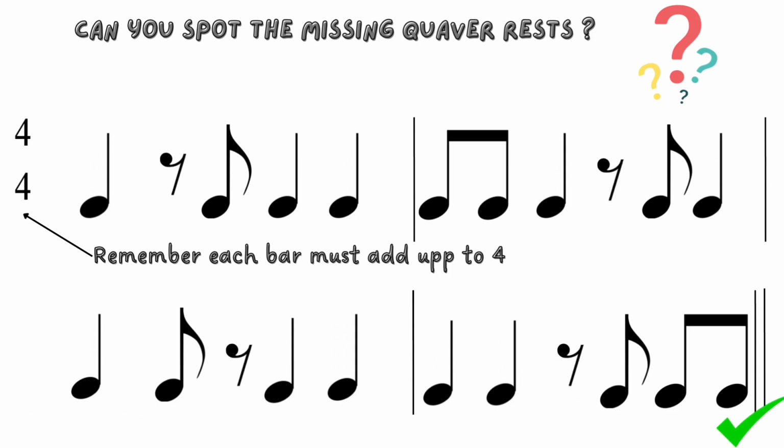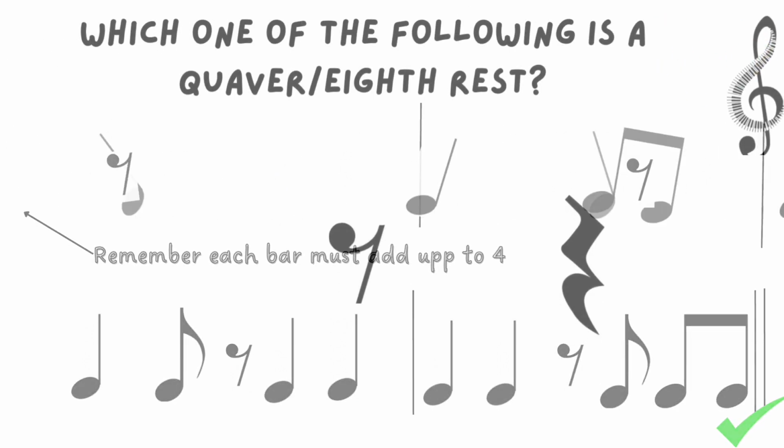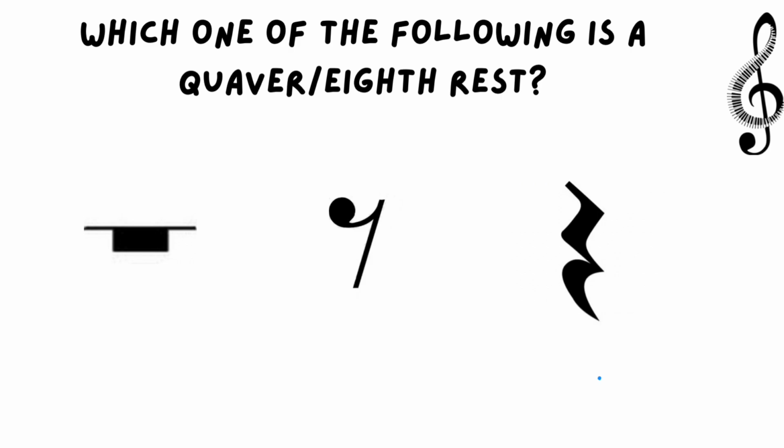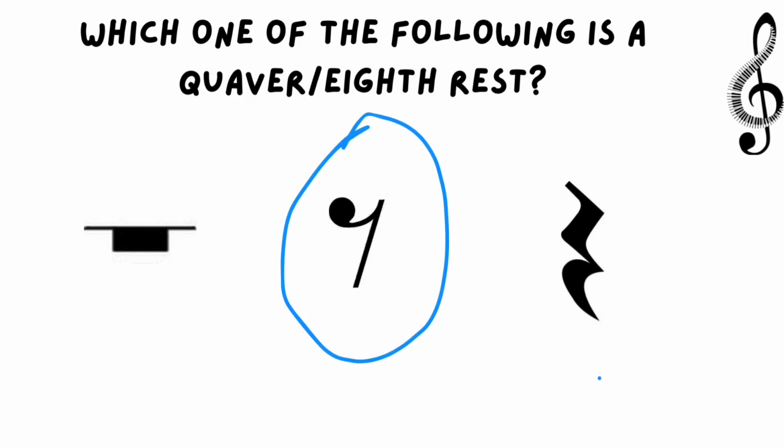Okay, so you can see there they go, just there. Yeah, so each of the bars will add up to 4. Okay, which of the following is a quaver or 8th rest? Answer coming up, 3, 2, 1, the middle one. So that is a quaver or 8th rest.